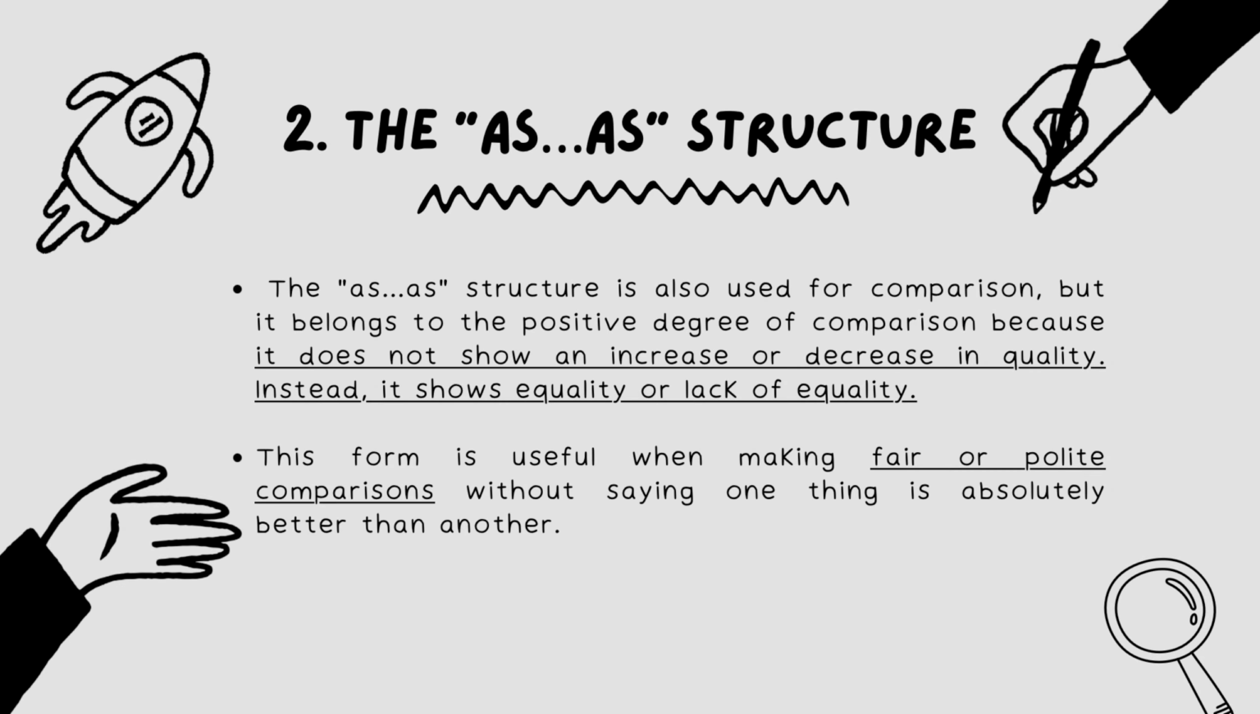2. The as... as structure. The as... as structure is also used for comparison, but it belongs to the positive degree of comparison because it doesn't show an increase or a decrease. Instead, it shows equality or lack of equality. This form is useful when making fair or polite comparisons without saying one thing is absolutely better than another.